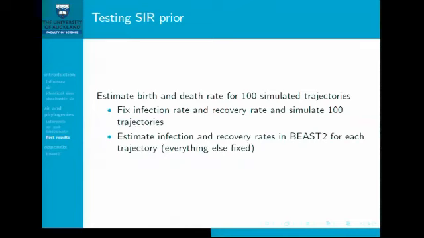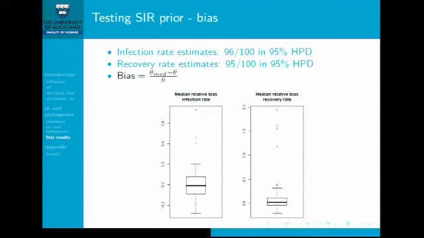The first test I did was to simulate 100 trajectories with equal birth and death rate for each of them, and I fix everything apart from the infection and recovery rate and try to estimate those two. And this looks pretty nice. For the infection rate I get 96 out of 100 in the 95% HPD, and for the recovery rate I get 95 out of 100, which is quite nice.